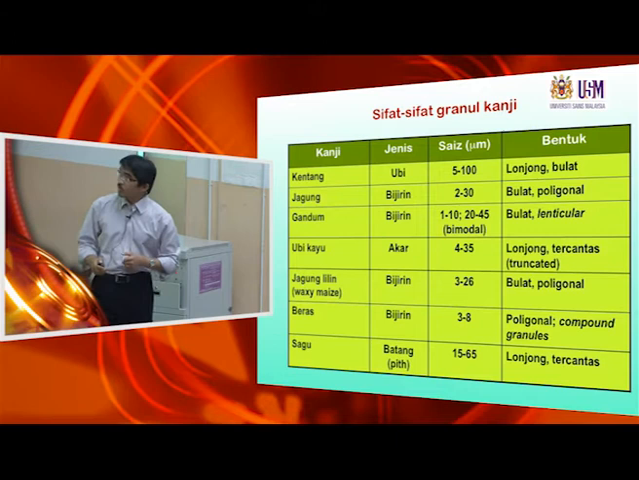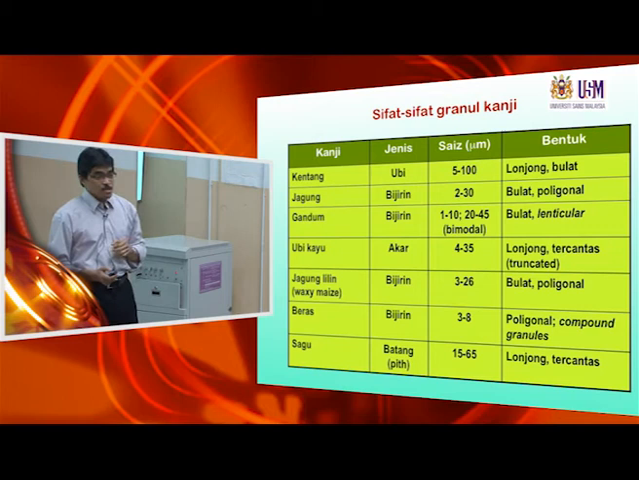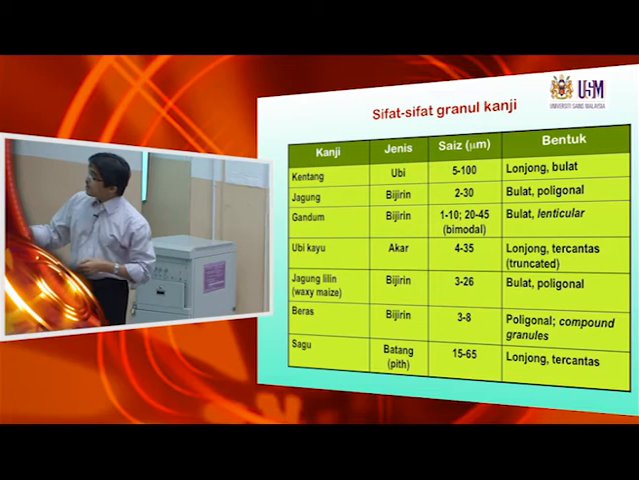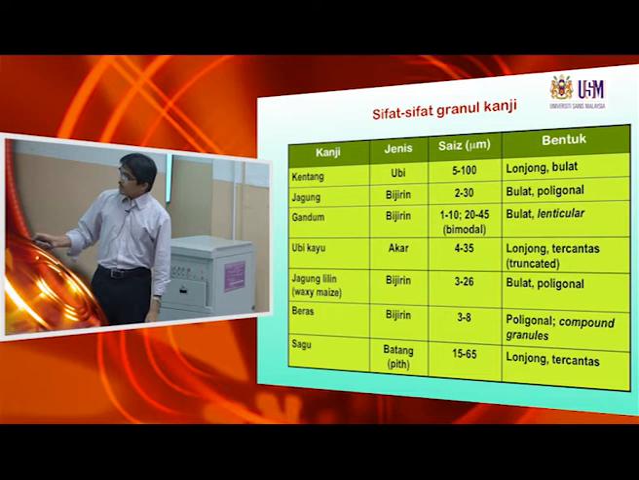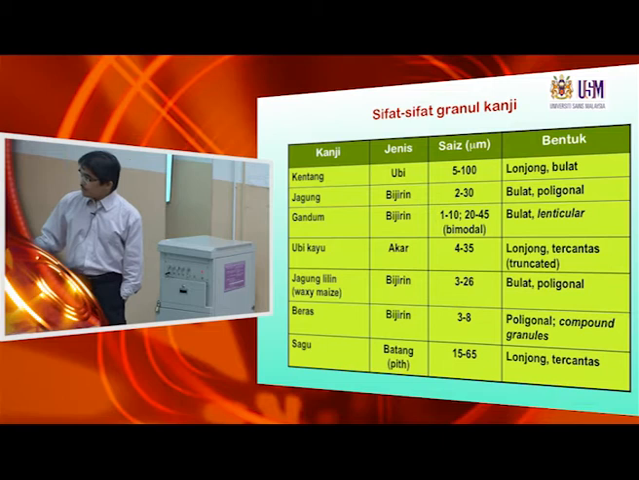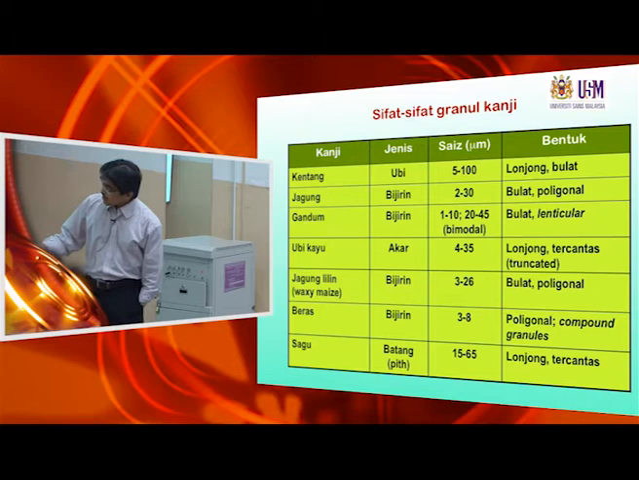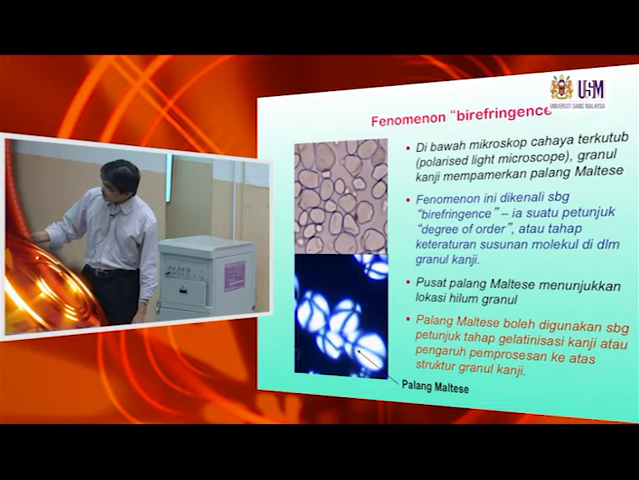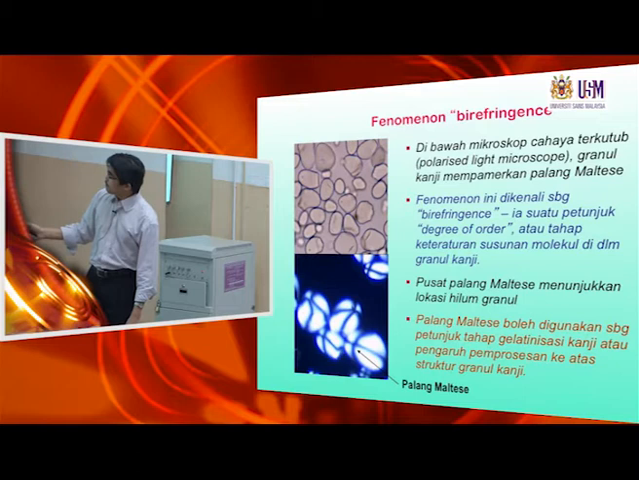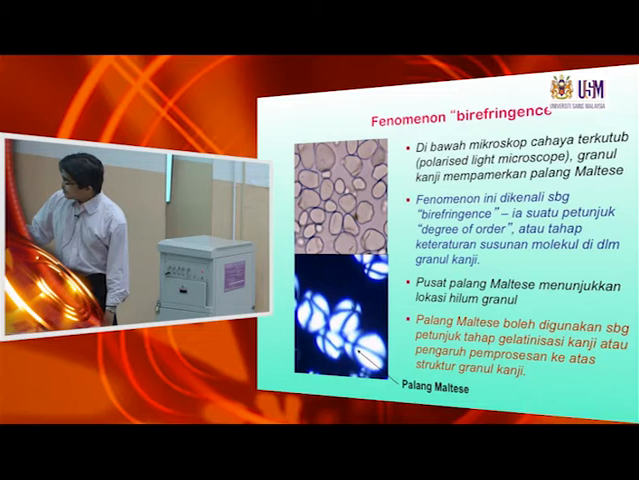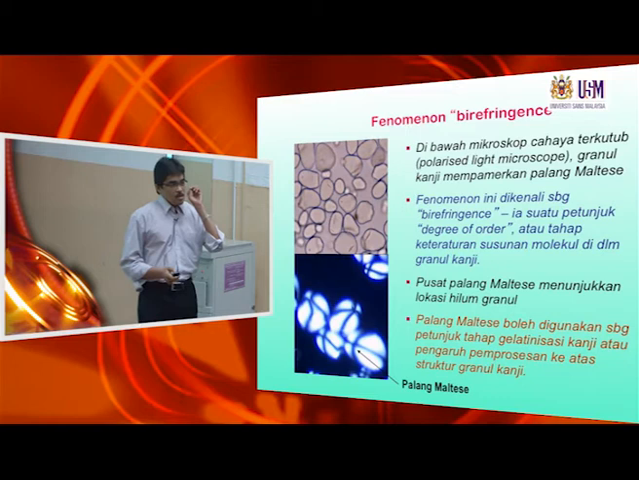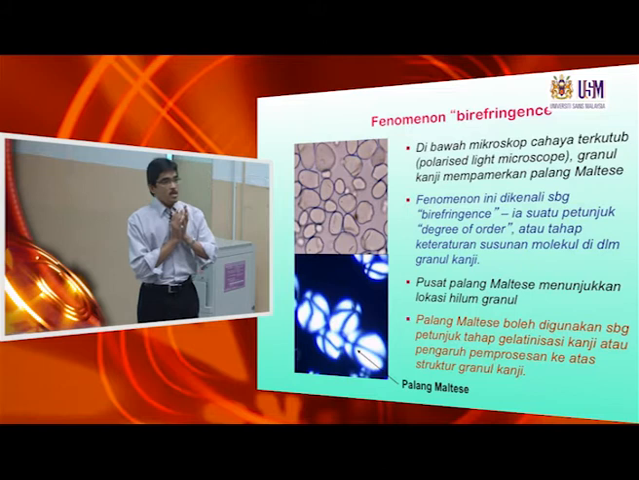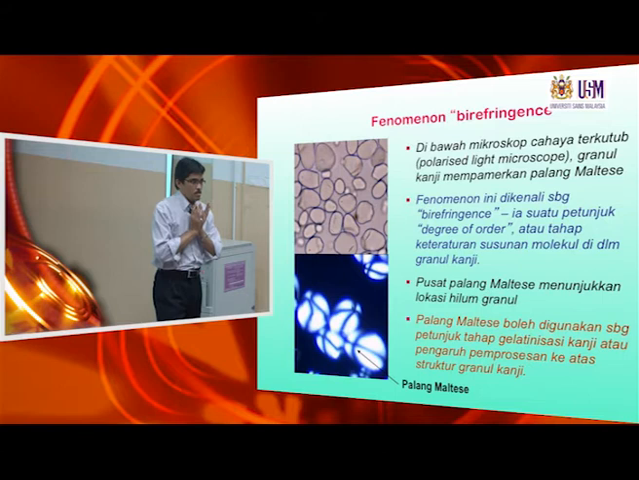Now, when we look at native starch under the microscope, this is the normal light microscope, this is the polarized microscope. So this is the real picture from my research. So you can see a very nice Maltese cross. And the point here is called the hilum. Where is it? Somewhere here. It's called here. The hilum is actually the point where, during the biosynthesis of starch, the growth of the amylose and amylopectin chains begins.